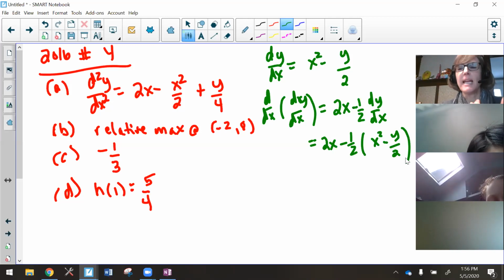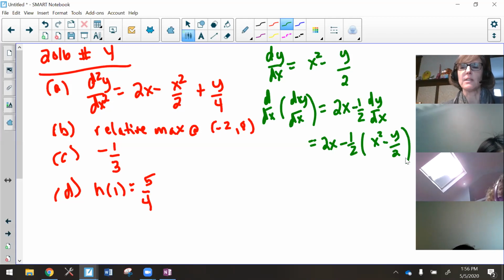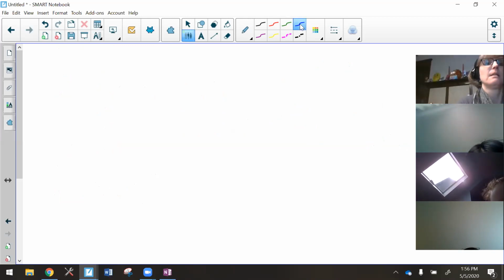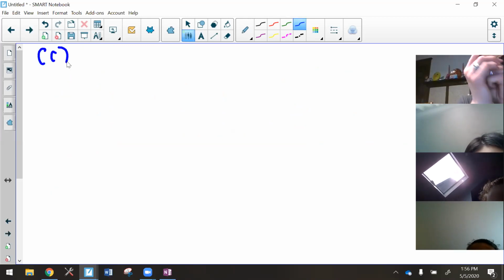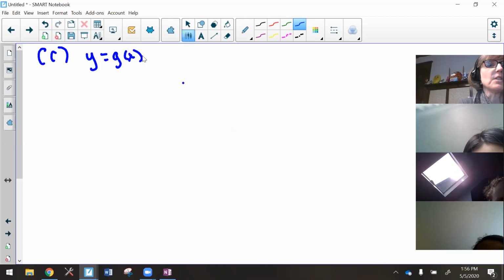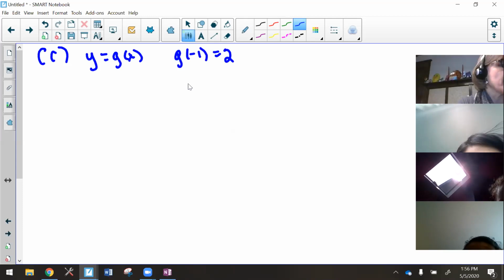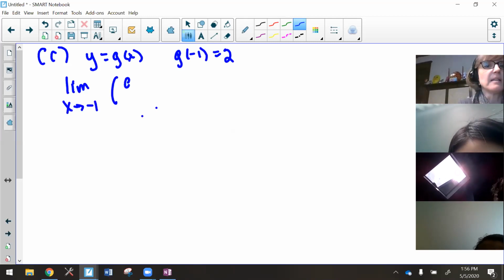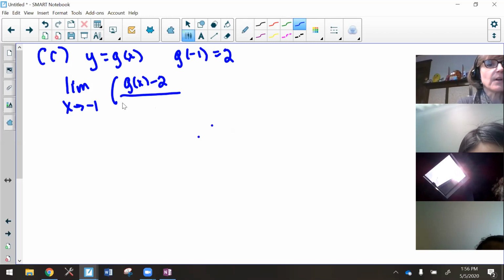So we've done A. We've basically talked about B, or Lauren gave our answer for B. Now we want to talk about C. C is to find that limit. So I've got y equal to g of x, and I know that g of negative 1 is equal to 2, so that gives me a point. Then I want to find the limit as x goes to negative 1 of g of x minus 2 over 3 times x plus 1 squared.